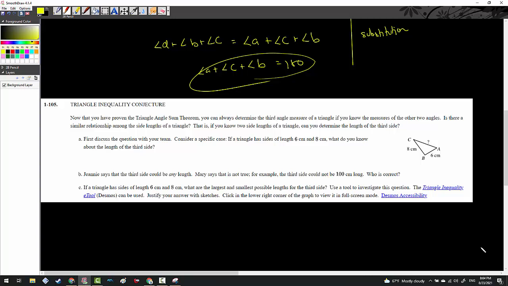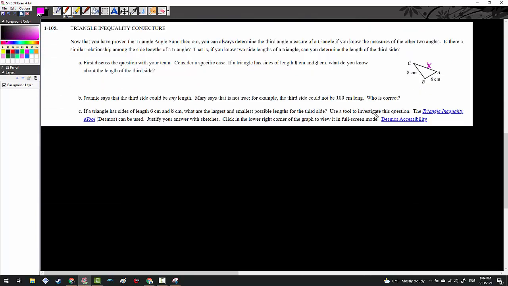Okay, so we're supposed to discuss this in our groups, but basically I'm going to use this diagram over here. Notice how it says that we have side CB being 8 and side AB being 6, right? And so I'm going to call this question mark X, and we're going to find out what is the range of values that X could possibly be that would allow this shape right here to be a proper triangle.